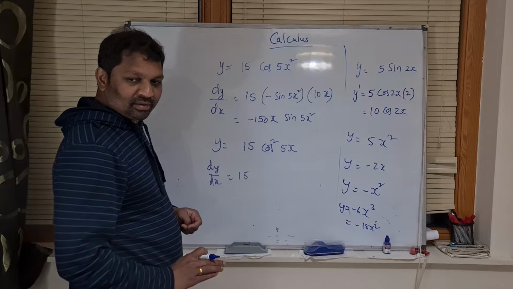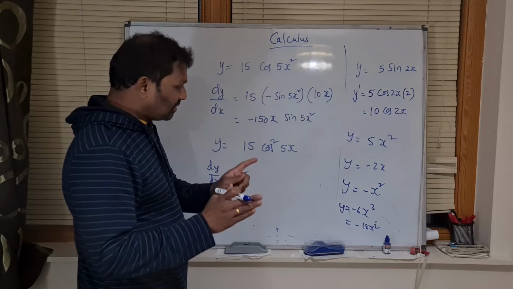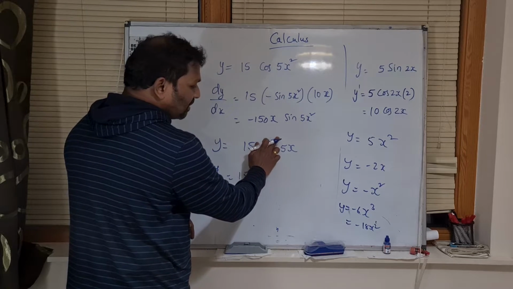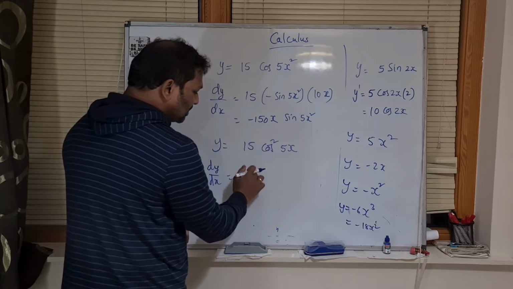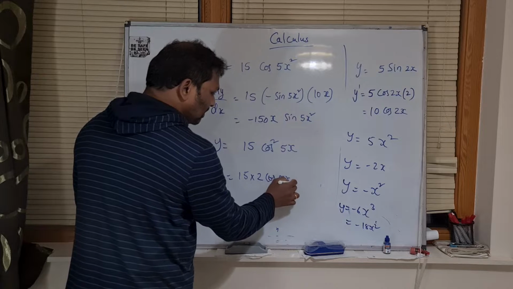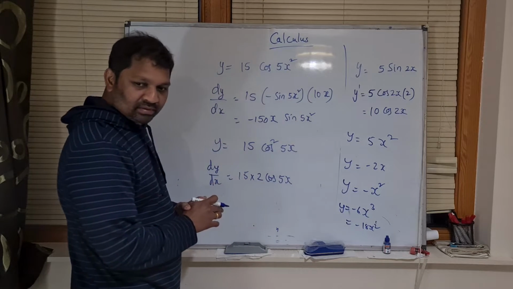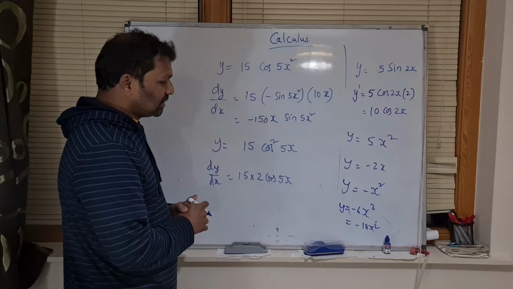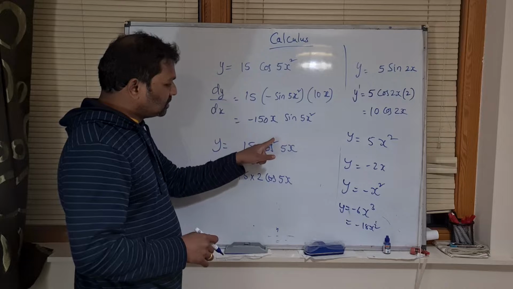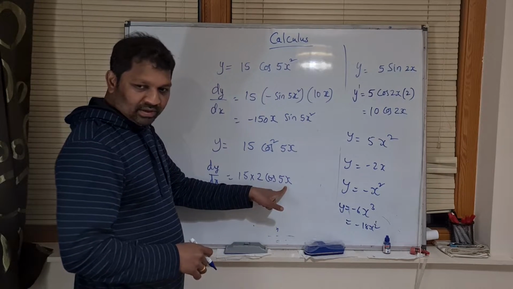Here we don't go with the cos x differentiation directly. This is something in the form of x to the power of n. Bring the 2 down, 2 times cos 5x. So there is a difference between cos squared 5x and cos 5x squared. Cos square is in the form of x to the power of n, with n as 2. Cos 5x stays as it is.